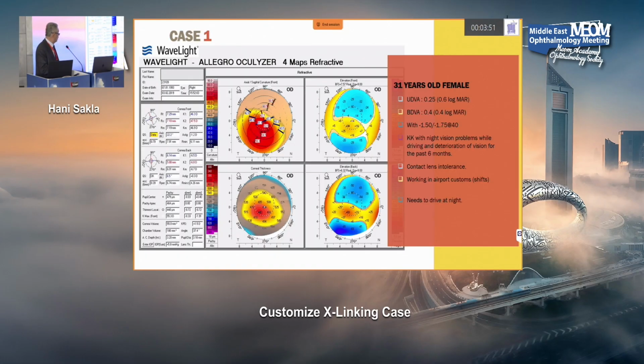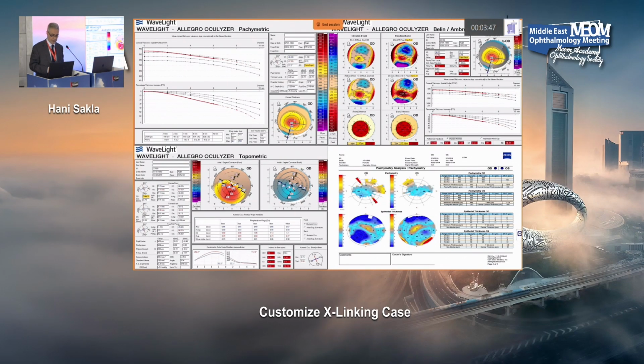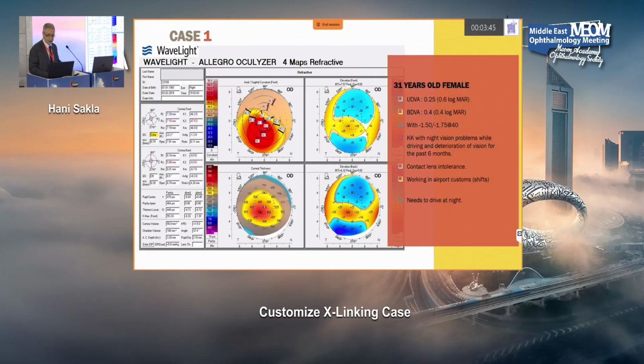I've been asked to present only one case for the sake of saving time. So this is a case of keratoconus in a 31 years old female. Uncorrected distance visual acuity 0.2, the best corrected 0.4 with only minus 1.5 and minus 1.75 cylinder. She has night vision problems while driving and deterioration of vision for the past 6 months, contact lens intolerance, working in airport customs, so she has to drive at nights to cover her shifts.